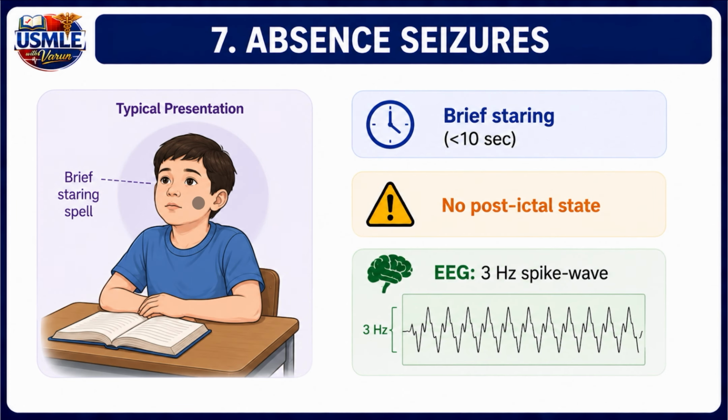Absence seizures usually occur in children. They usually present as sudden episodes of blank staring lasting less than 10 seconds. The child abruptly stops whatever they are doing and then immediately resumes normal activity after that 10-second period. Importantly, there is no post-ictal confusion. The classic electroencephalogram finding is a generalized 3 Hz spike and wave pattern.